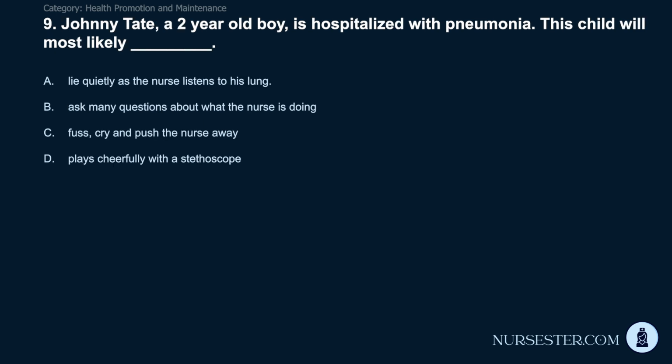9. Johnny Tate, a 2-year-old boy, is hospitalized with pneumonia. This child will most likely: A. Lie quietly as the nurse listens to his lungs. B. Ask many questions about what the nurse is doing. C. Fuss, cry, and push the nurse away. D. Plays cheerfully with a stethoscope. Correct answer, C. Fuss, cry, and push the nurse away.